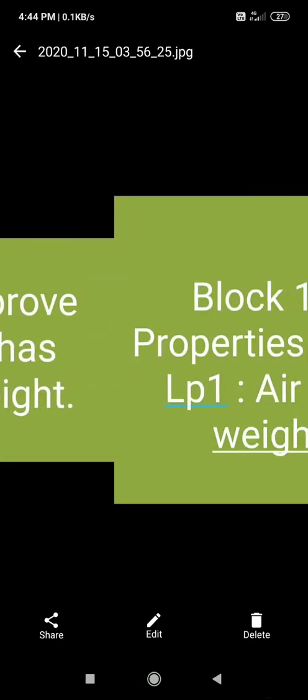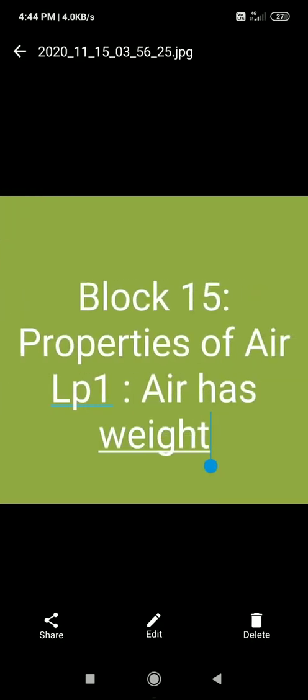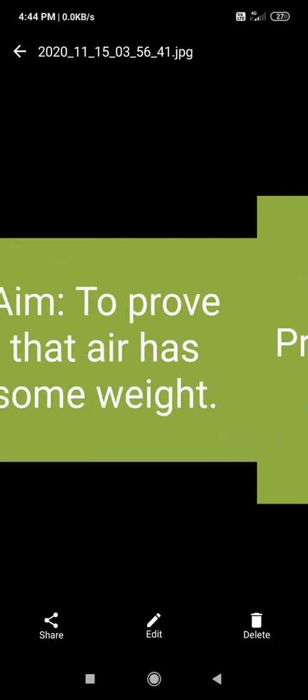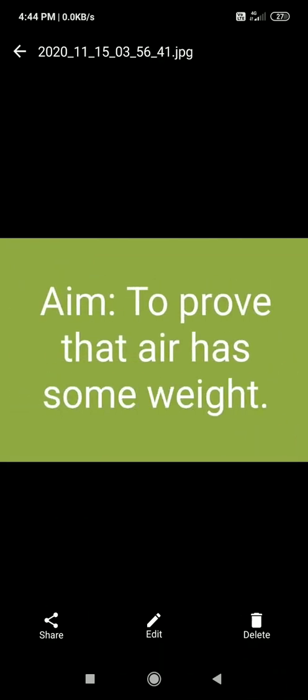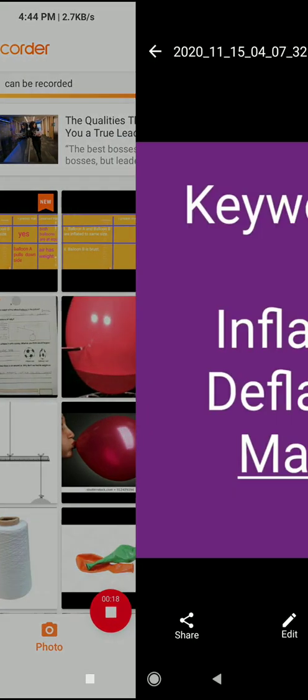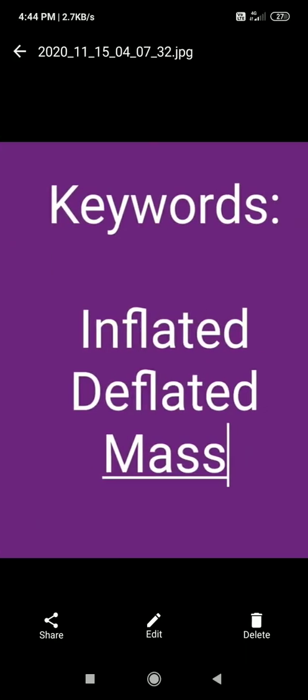Good morning, students. In science we are going to start another block 15, properties of air. In that we will discuss LP1, air has weight. The aim of the lesson is to prove that air has some weight. The keywords which are included are inflated, deflated, mass.